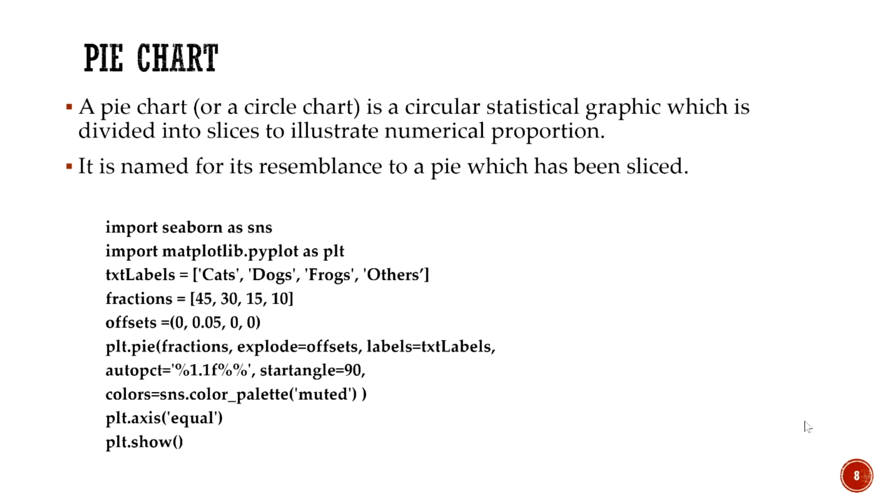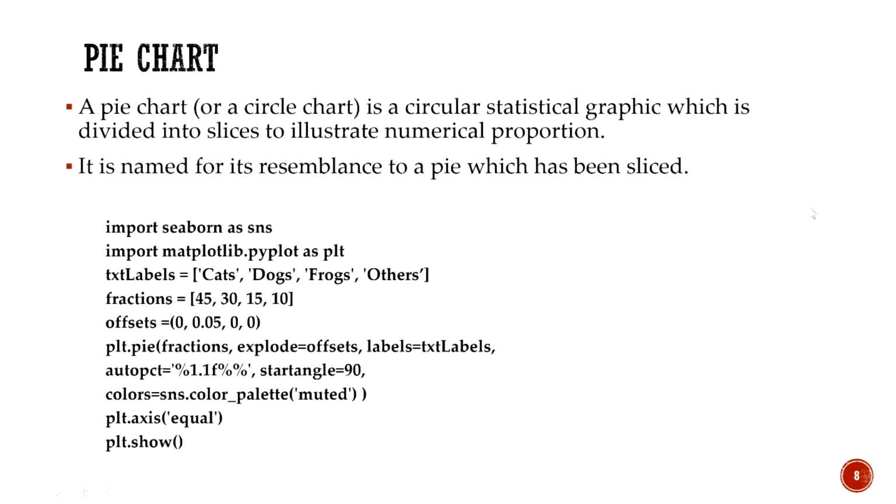Pie chart or circle chart is a circular statistical graph which is divided into slices to illustrate numerical proportion. So you might see pie charts in business meetings a lot, because when you want to present statistics related to fractions, proportions, it can be very useful in meetings. It's simple, but it can convey important information. It's named for its resemblance to a pie which has been sliced. Now, in this slide, you can see one example. So we use Seaborn library again and Matplotlib library.